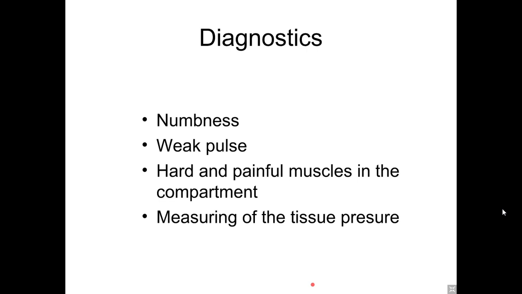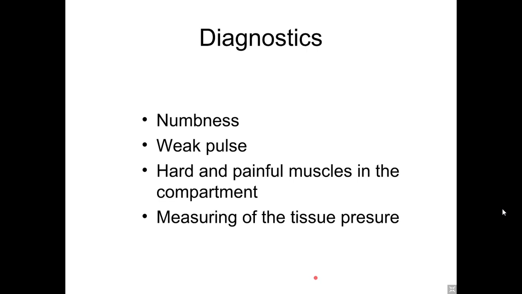And we could detect also a weakness of the pulse, peripheral pulse, distal to the compartment, because this pressure will influence the pulse. The best way to measure this is with ultrasound Doppler, and this should be recorded.